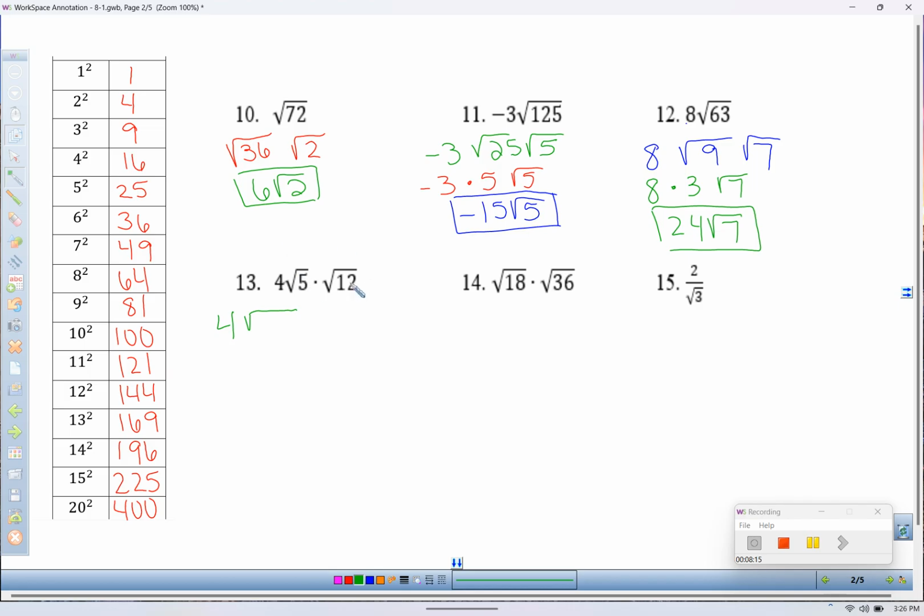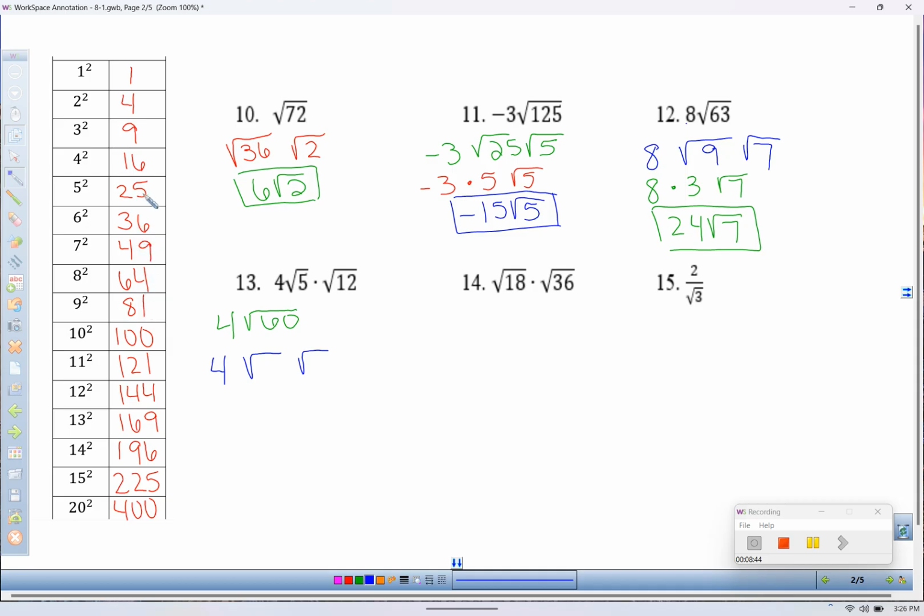So 5 times 12 is 60. So I now have 4 times the square root of 60, and now I'm going to work with this problem. Once again, my 4 is still on the outside, so it comes down for the ride. Now I need to find the largest square that can go into 60. Looking at my chart and using my calculator, I'm going to start finding things that can go into 60.